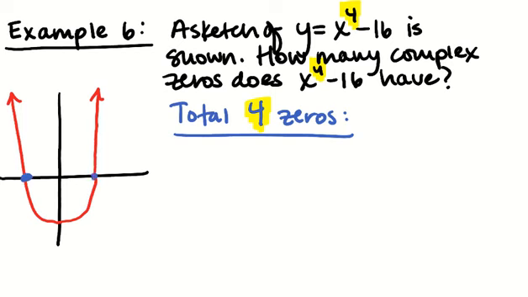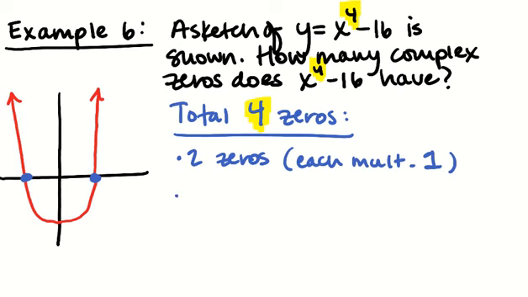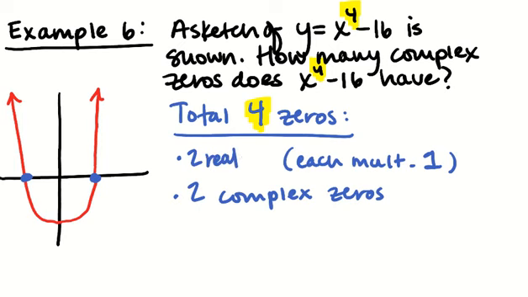What I'm going to say is that I can see 2 of them right there, and they both have multiplicity 1 because they're just going straight through. They're not flattening out as they go through the axis. So 2 zeros, each with multiplicity 1. That means I've got 2 missing, so they must be complex. So I must have 2 complex roots. And I guess when I said 2 zeros here, I meant 2 real zeros. But I've got a little bit more to say on this.